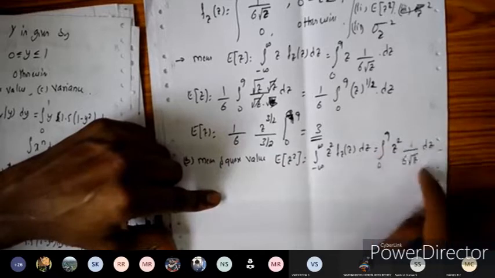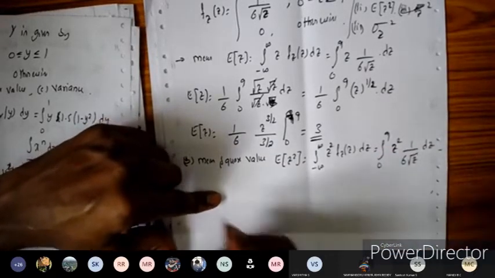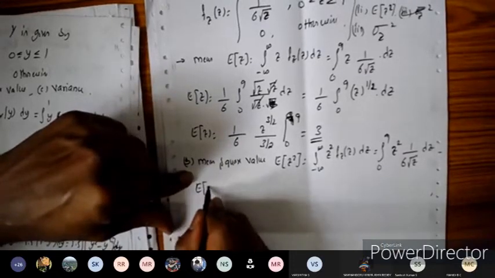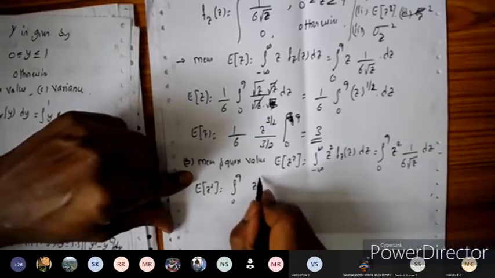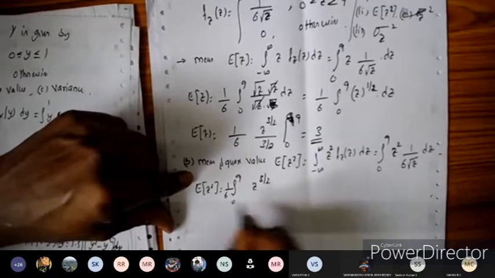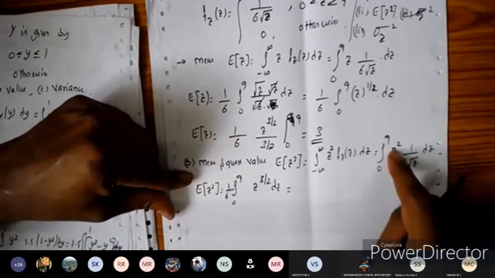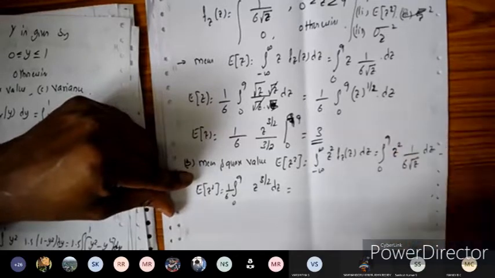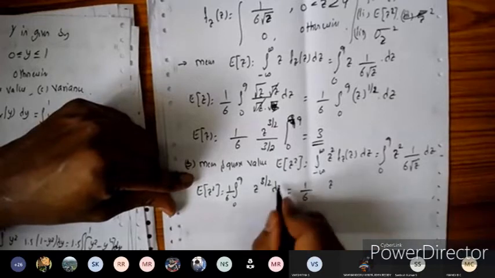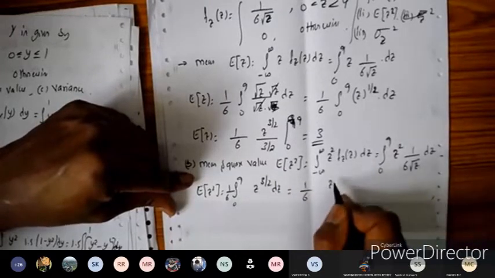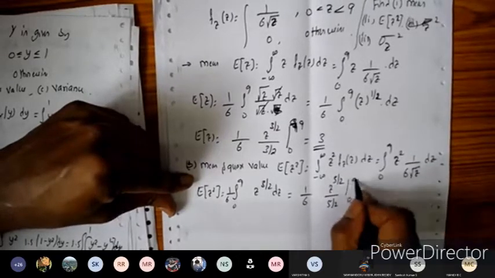So z square and z to the power of 1 by 2. If we take the difference here, this will become z to the power of 3 by 2. So the mean square value will become the integral from 0 to 9 of z to the power of 3 by 2, taking 1 by 6 outside, into dz. Because z to the power of 2 minus z to the power of 1 by 2 becomes z to the power of 3 by 2. Correct now? So integrate. z to the power of 3 by 2 plus 1, n plus 1, is 5 by 2. So divided by 5 by 2. The limit is from 0 to 9.